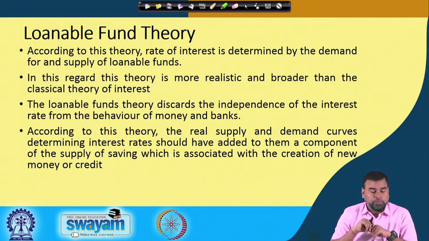So, according to this theory, the real supply and demand curves determining interest rates should have added to them a component of the supply of savings which is associated with the creation of new money on credit. I will discuss with you that the bank is the organization which can create money. How can the bank create money? There is a process called the money multiplier, through which the bank is able to create money. If the bank is able to create money, then what is happening?